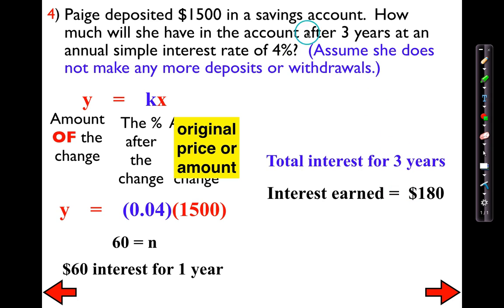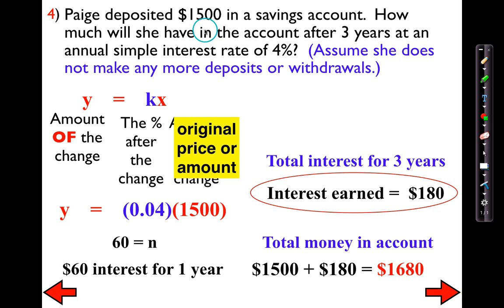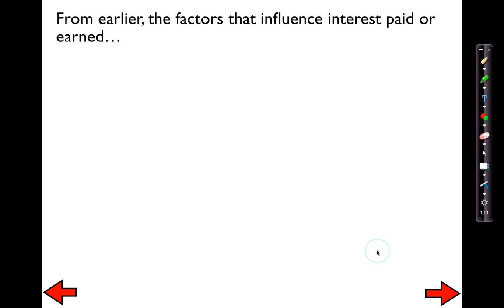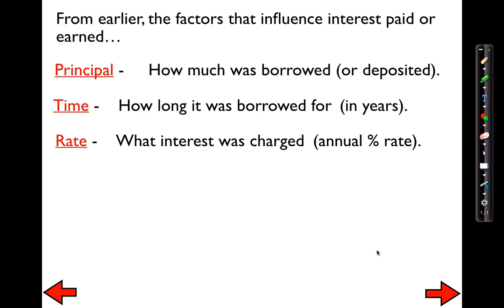But if we go back to the question, it says how much will she have in the account after 3 years at an annual simple interest rate of 4%. So yes, she's going to earn an additional $180, but let's not forget the money she already deposited. She deposited $1,500. So we're going to consider that that's the money she has, and we're going to add on top of that the $180 of interest that she earned for those 3 years, which would give her a grand total of $1,680.